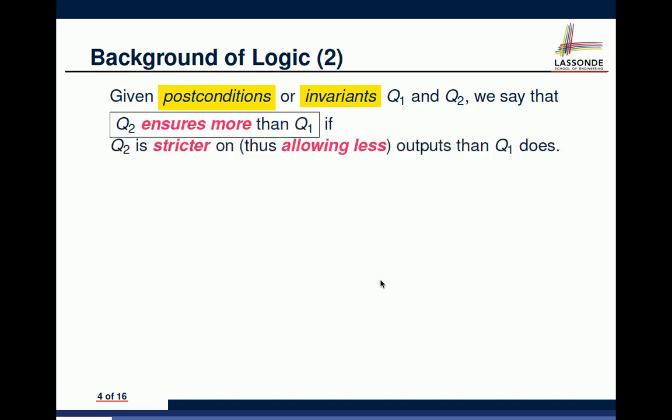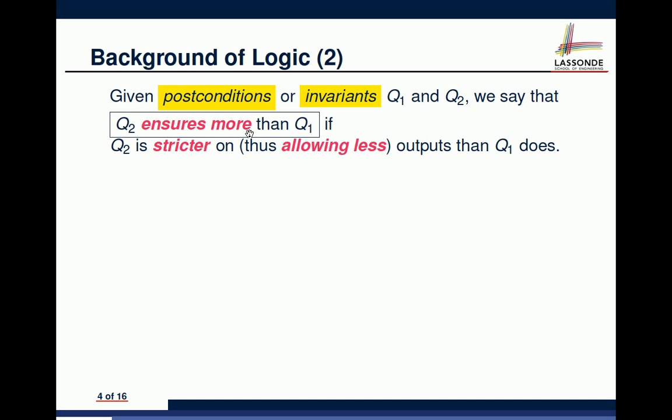Then we talk about one postcondition ensuring more. What does it really mean to ensure more? If Q2 ensures more than Q1, that means Q2 has a higher standard than Q1. That means fewer values can actually satisfy Q2, because it has a higher standard. So ensures more doesn't mean it can allow more values. It means the opposite. It allows fewer values simply because it's stricter.